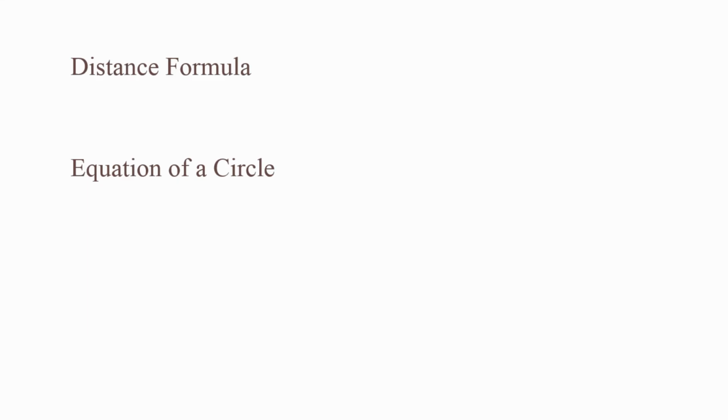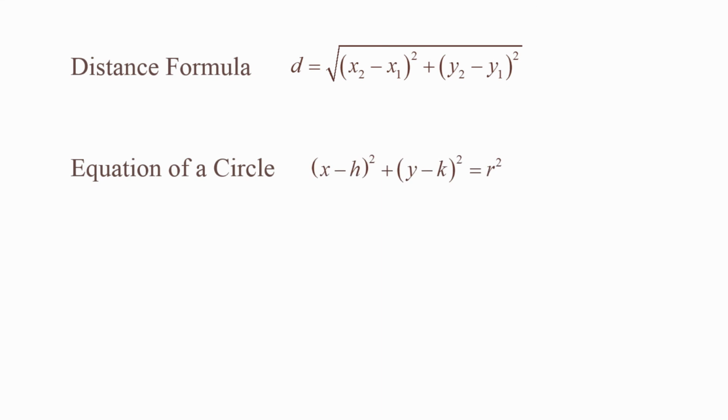The distance formula is d equals the square root of (x2 minus x1) squared plus (y2 minus y1) squared. The equation of a circle is (x minus h) squared plus (y minus k) squared equals r squared. If my center is (0, 0), this simplifies to x squared plus y squared equals r squared.